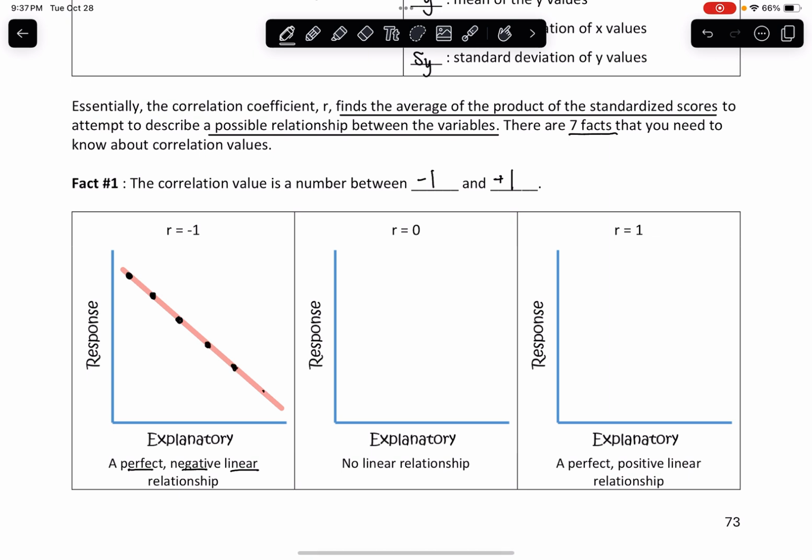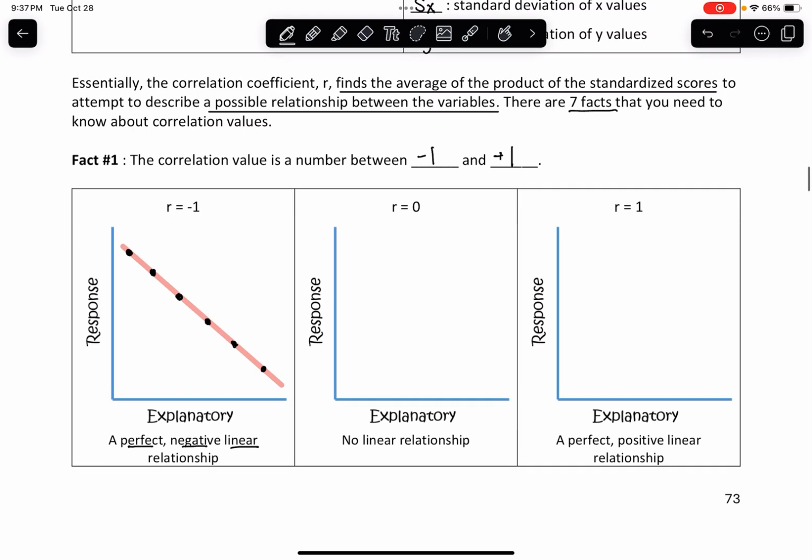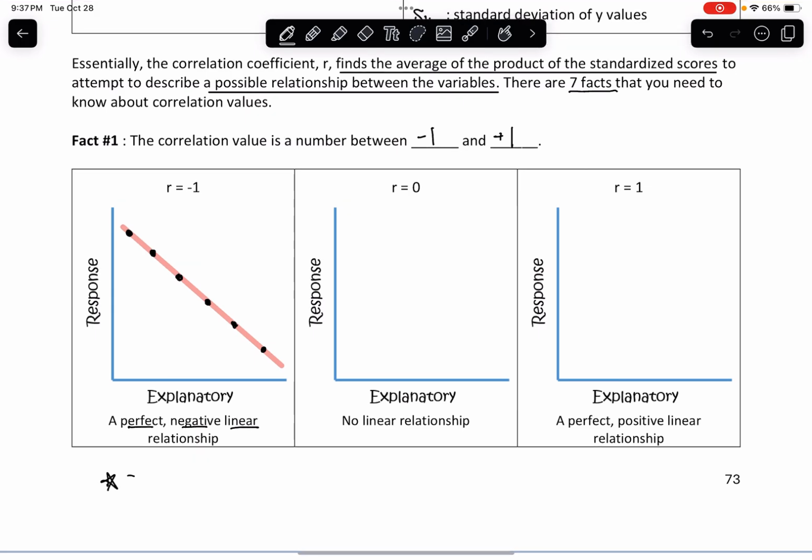It is essentially as if I gave you an equation for a line and I had you graph it. Now this line has a downward slope. Please note the slope value does not determine the value of r. That line that I just drew doesn't necessarily have a slope of -1.